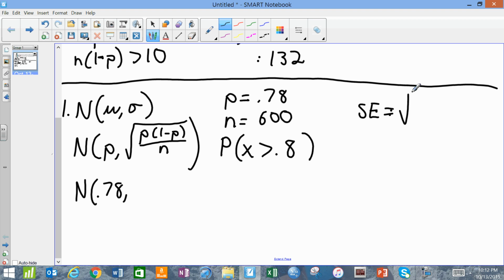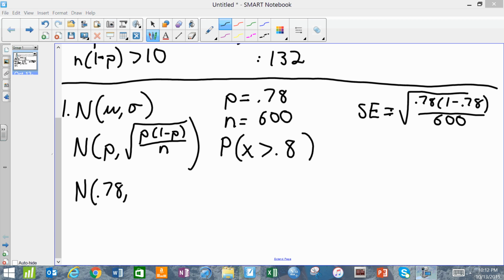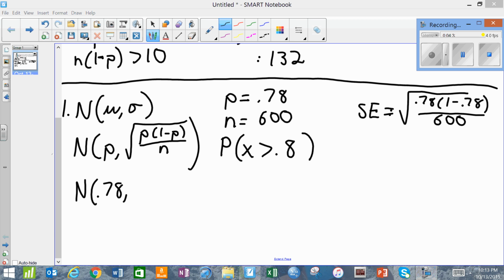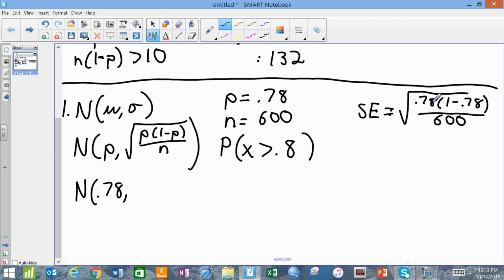So to calculate standard error, we're going to plug in our p, which is 0.78. We're going to multiply it by 1 minus 0.78. And then we're going to divide it by our sample size of 600. So go ahead and do that on your calculator here real quick. And once you do that calculation, you should get a standard error of approximately 0.0169. And I'm going to use that as my standard deviation, 0.0169.